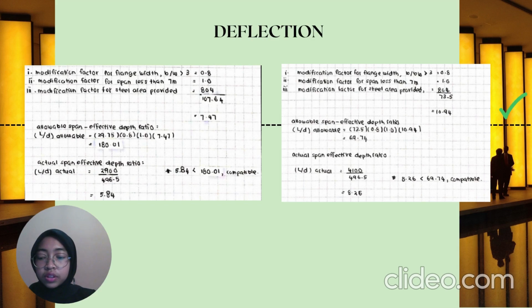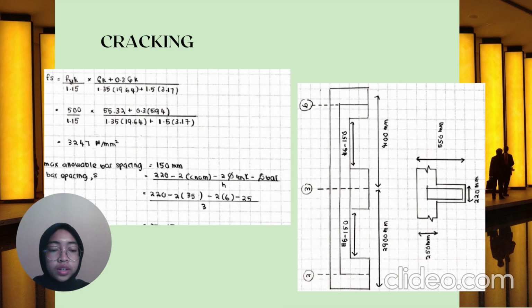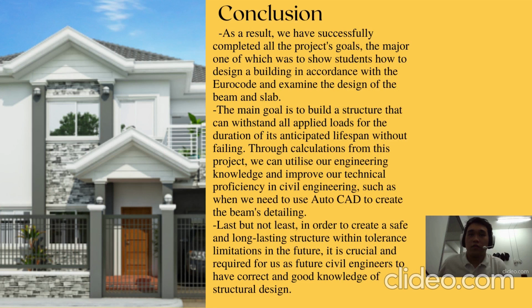For the deflection checking, since the value of the actual span is smaller than the allowable span, we can say that the beam is compatible and passes the deflection checking. For crack checking for this beam, it is passed since the value of the bar spacing is smaller than the max allowable bar spacing. So for the conclusion, as a result, we have successfully completed all the project goals.